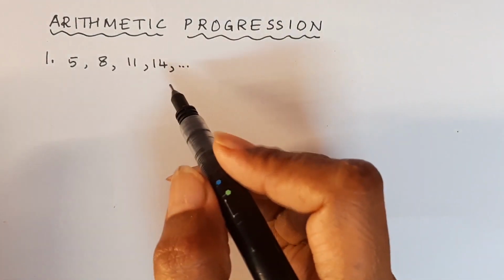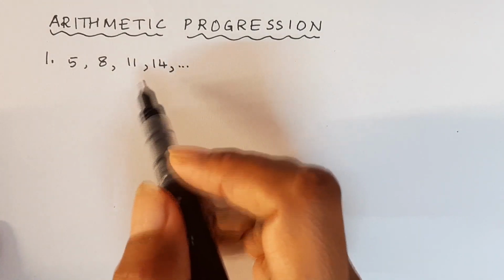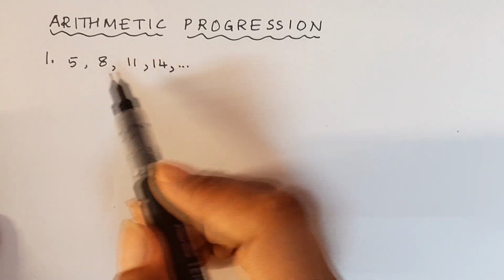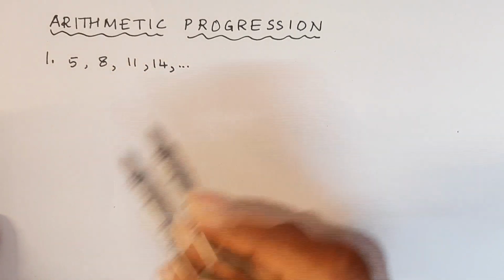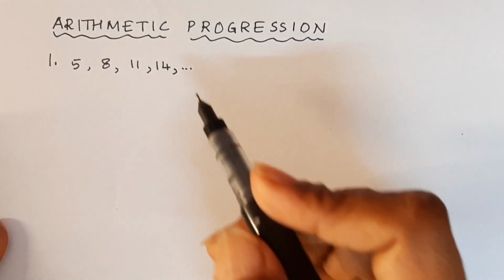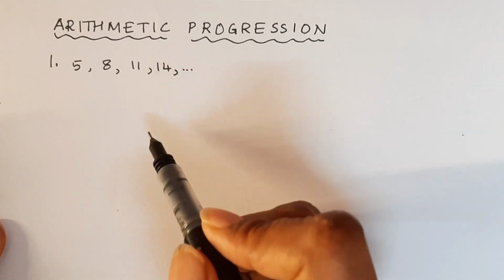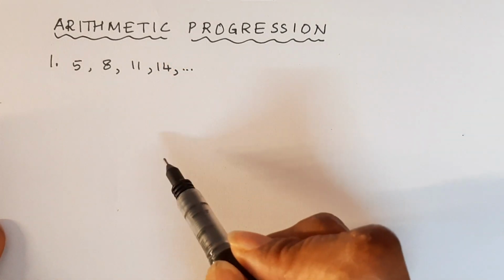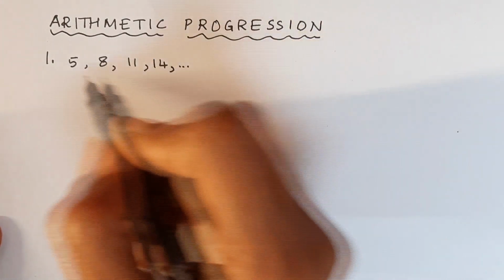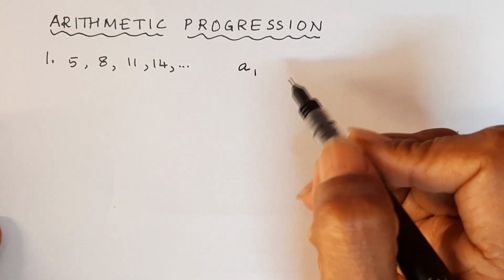Now what do I mean by sequence? It will form a pattern. What do you see as a pattern? 5 plus 3 gives you 8, 8 plus 3 gives you 11, 11 plus 3 gives us 14. And so we see that when 3 is added to the previous number, we will get the next term of this progression. So let us see the first term that is there, it is called as A1 or T1.